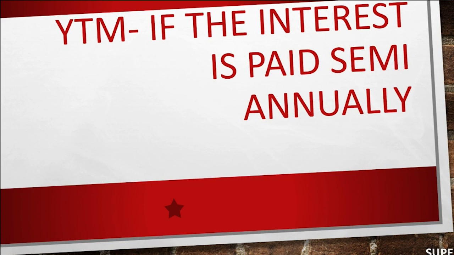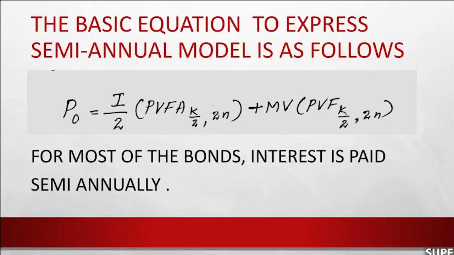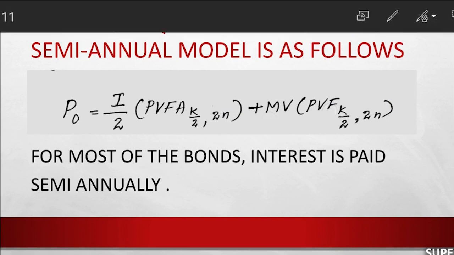That is what we are discussing in today's session. And the basic equation to express the semi-annual model is as follows. P0 is equal to I by 2 into present value factor annuity at K by 2 rate into N period, plus maturity value into present value factor at K by 2 rate into N period.